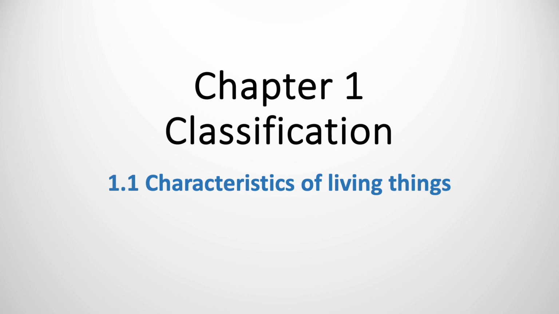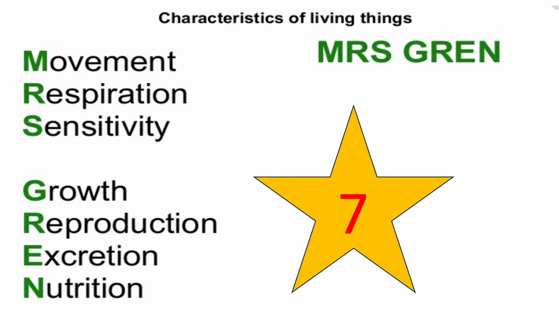Chapter 1 Classification, and the topic is Characteristics of Living Things. There are many things around us. Some of them we have classified as living things and others as non-living things. So what exactly are the criteria that a thing has to fulfill to be classified as living or non-living?